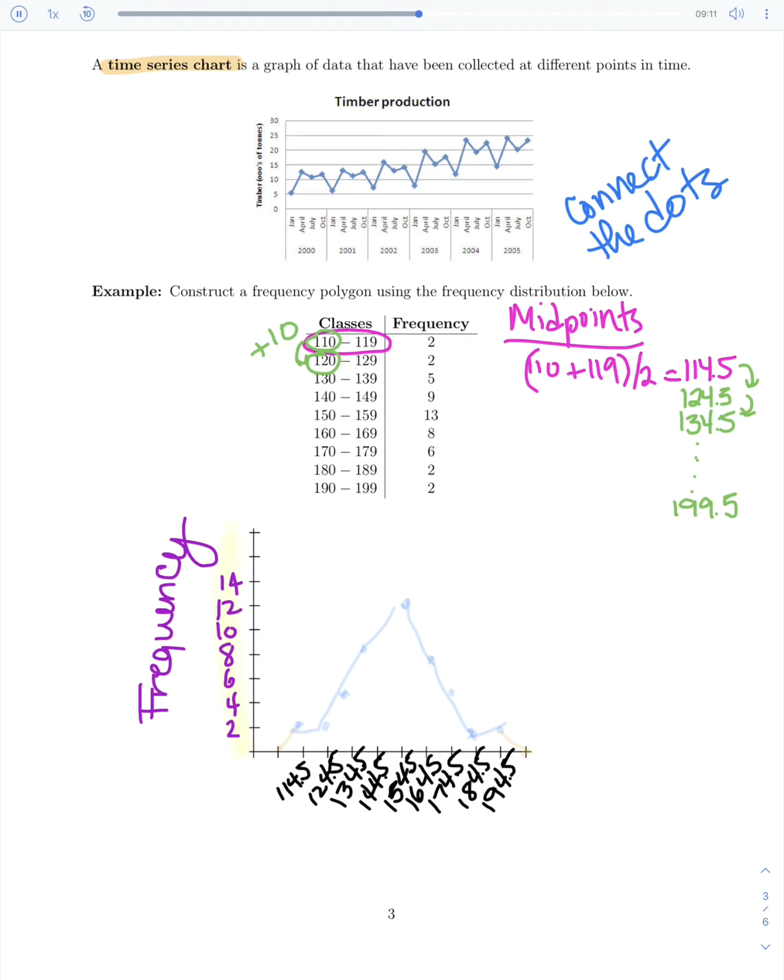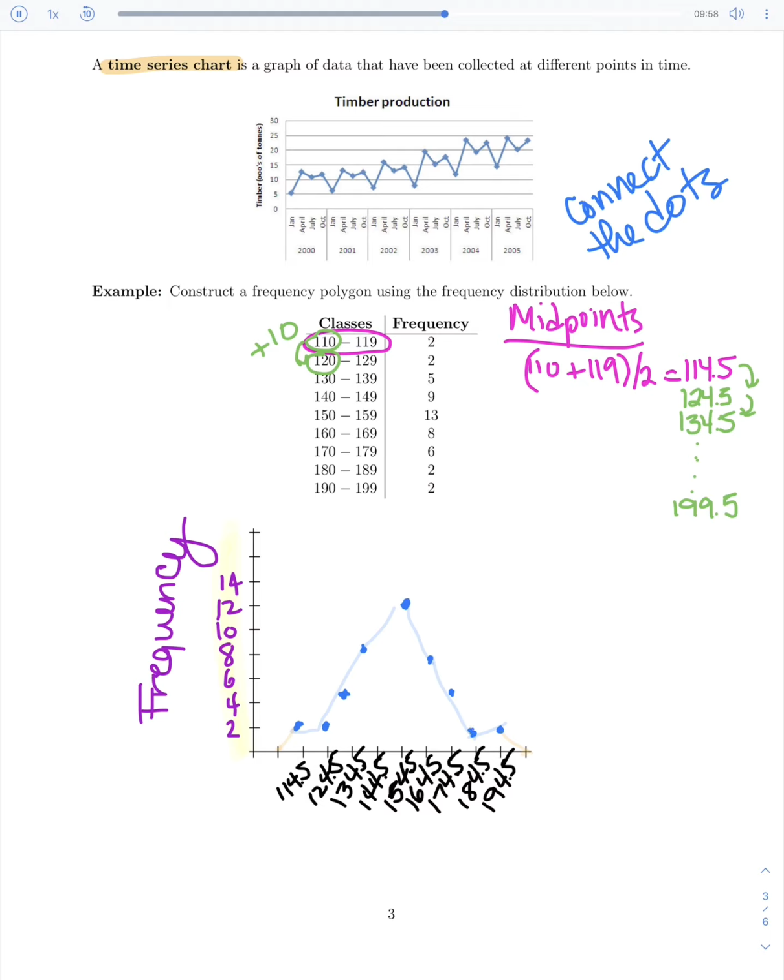So at the first class, we have a frequency of 2. So the 114.5 should have a point at 2. The second class also has a frequency of 2, so we'll draw a point at 2 as well. The third class had a frequency of 5, so between 6 and 4. And the next one had a frequency of 9, so between 8 and 9. The next one had a frequency of 13, so between 12 and 14. The next one is right around 8. The next one is right around 6. And the last two are right at 2.